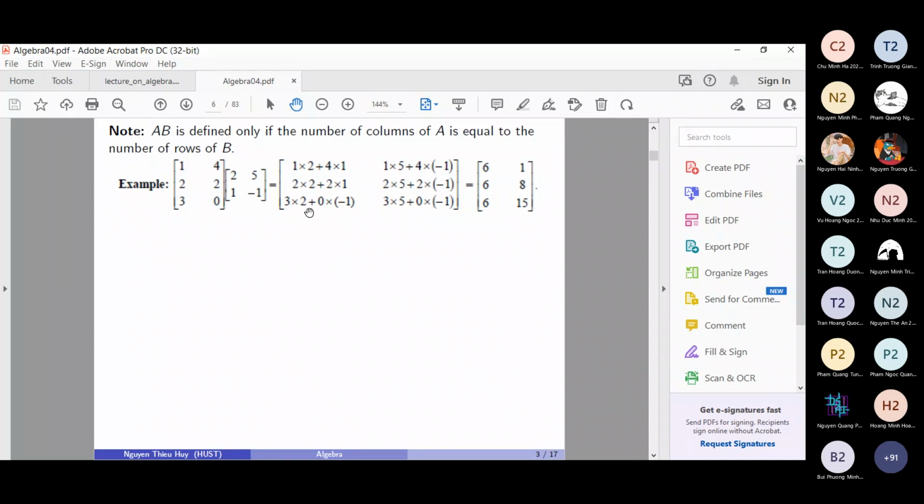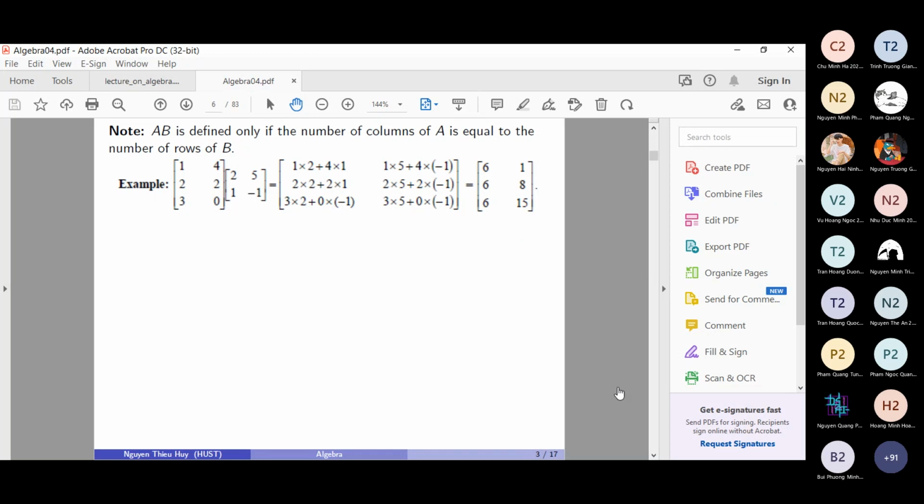There is a mistake here. This entry on the third row and first column should be multiplied by 1, not minus 1. So 3 multiply 2 plus 0 multiply 1, so plus 1, not minus. So you can check whether I made a mistake, and you can correct me. In the slide I will correct this now and then upload it to you.